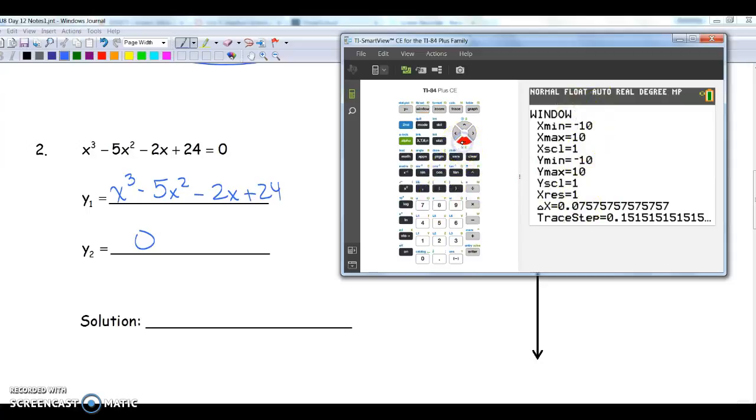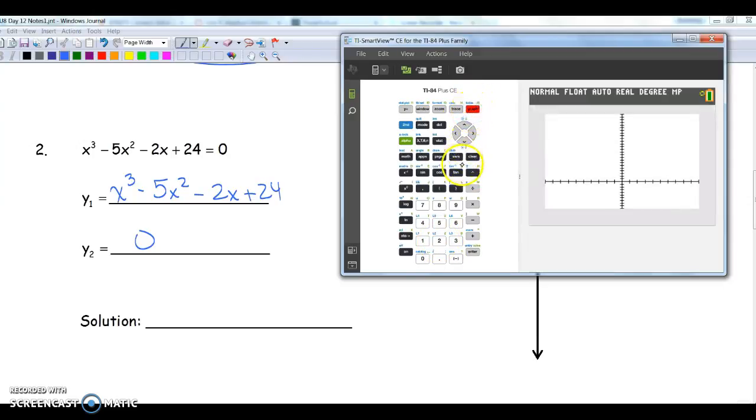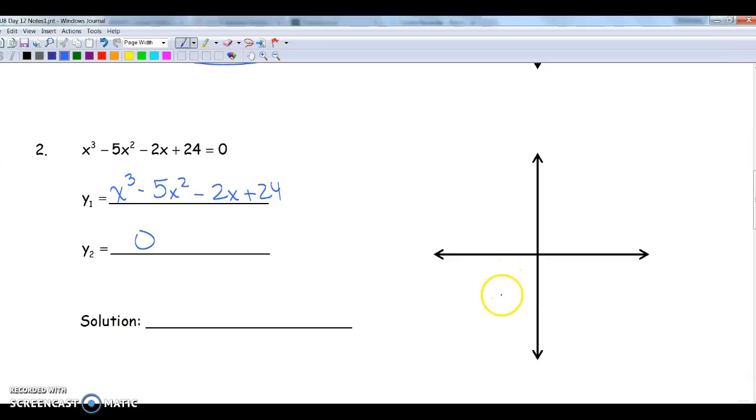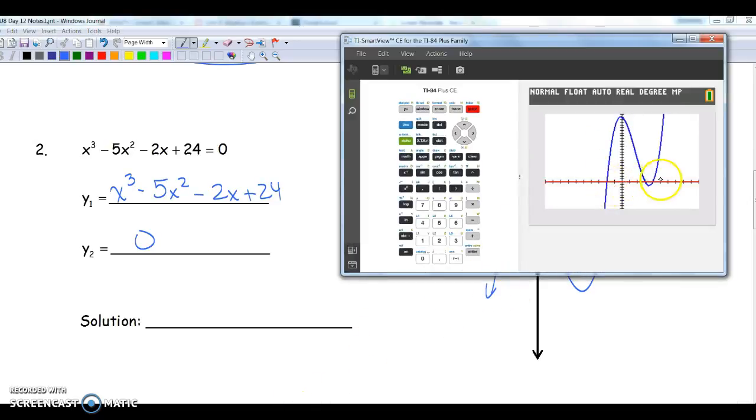So we need to go up, so we would want to change our y max to something other than 10. So let's try, I don't know, 25. Let's try that and see if that works. If I hit graph, you can see it now. So I changed the y max to 25. Now we get a better view of what the graph looks like. We can draw a nicer picture of it. So something like this. And we've got 3 places where we need to find the intersection.